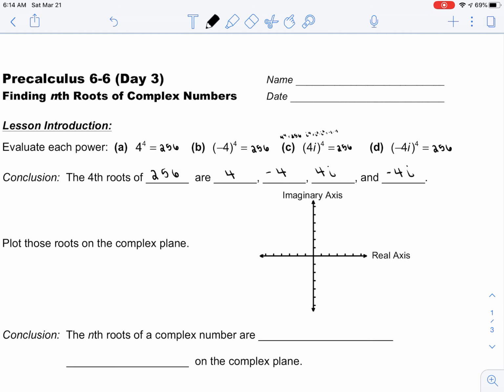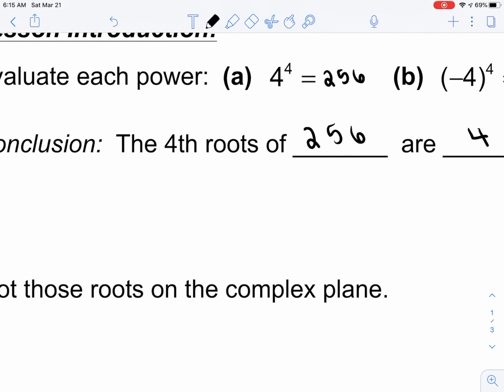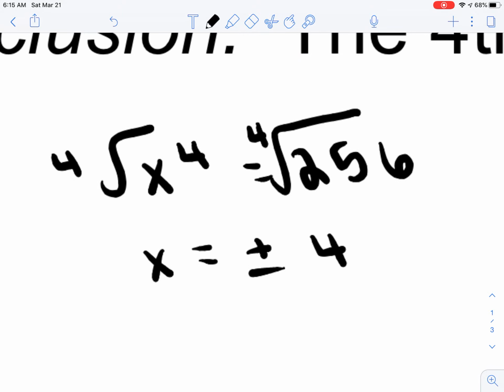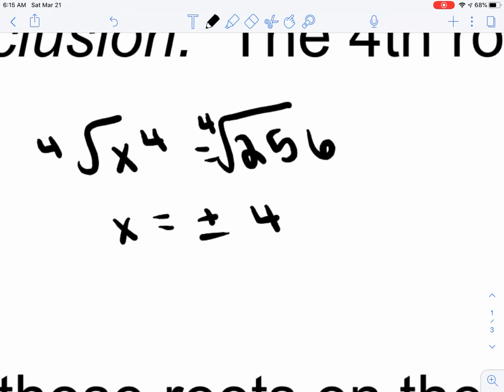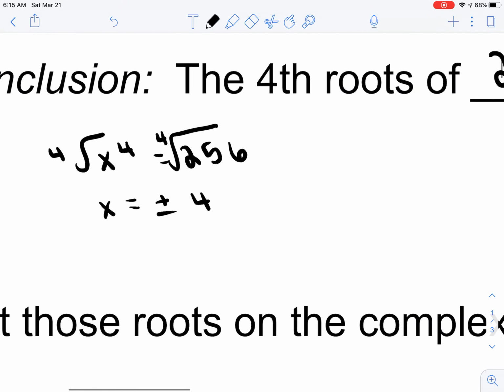In the past, you guys have solved things where I said, hey, x to the 4th power equals 256, and you've taken the fourth root of both sides, but you've only given me plus or minus 4 as your solution. And maybe some of you thought about this and said, well, wait a second, degree 4, I should have 4 total solutions. But unfortunately, from what you've done in the past, you have only been finding real solutions.